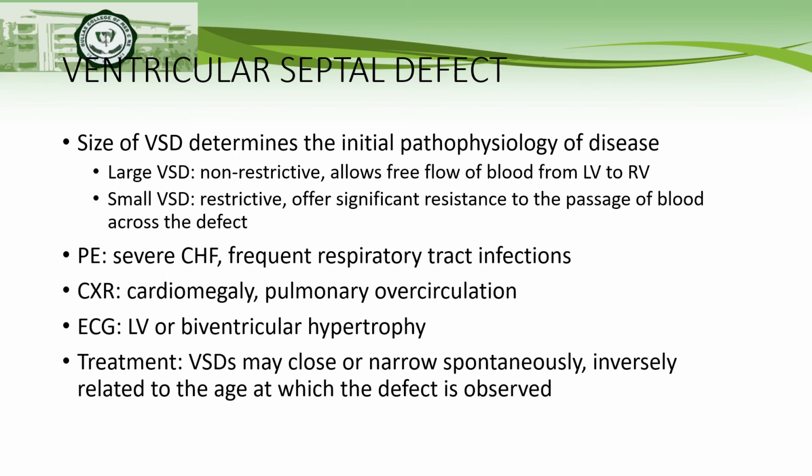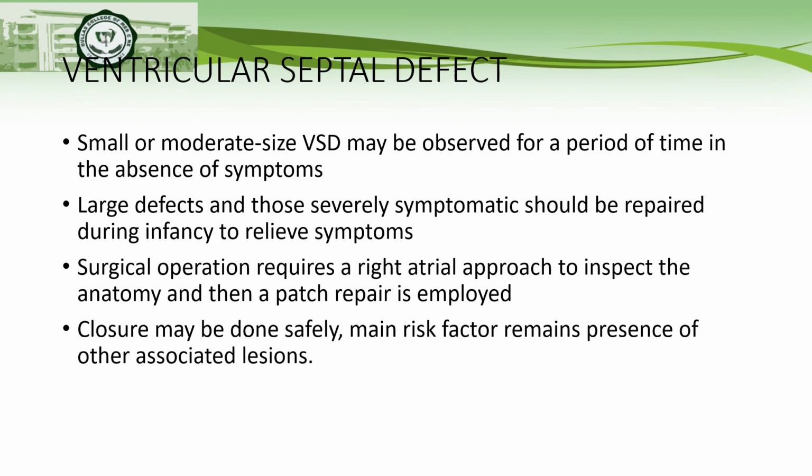Thus, infants at 1 month of age have an 80% incidence of spontaneous closure, whereas a child at 12 months of age has only a 25% chance of closure. So, this has an important impact on operative decision making because a small or moderate-sized VSD may be observed for a period of time in the absence of symptoms. Take note, the patient should be asymptomatic.